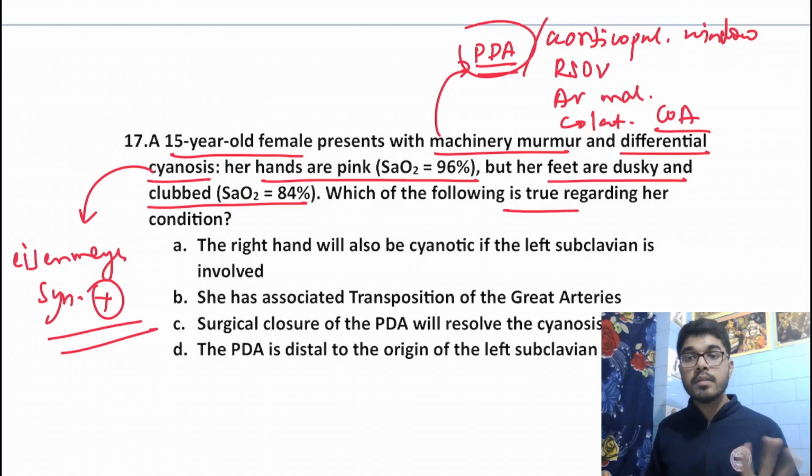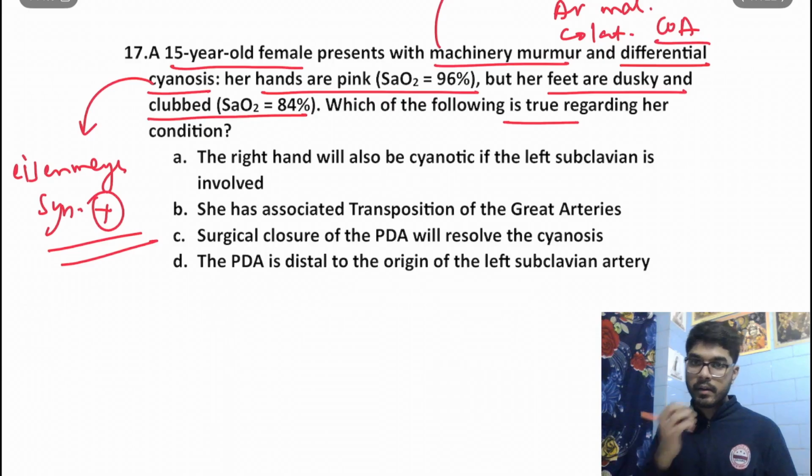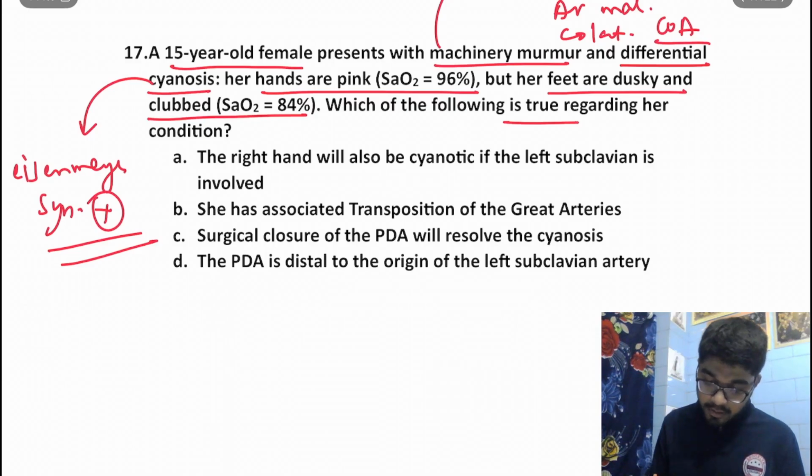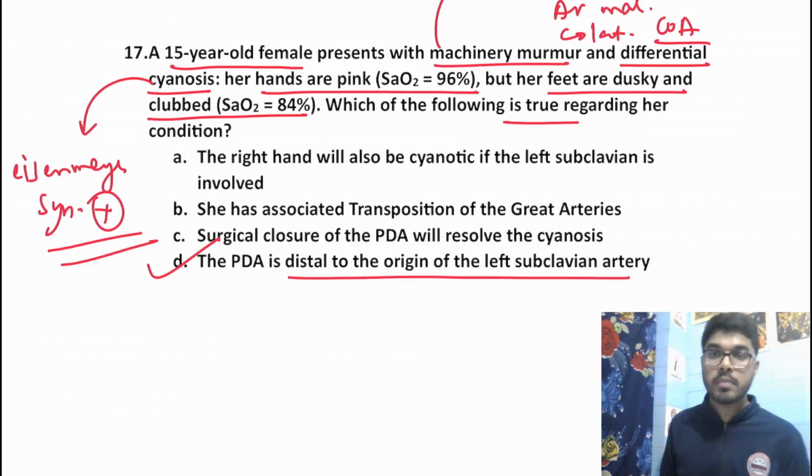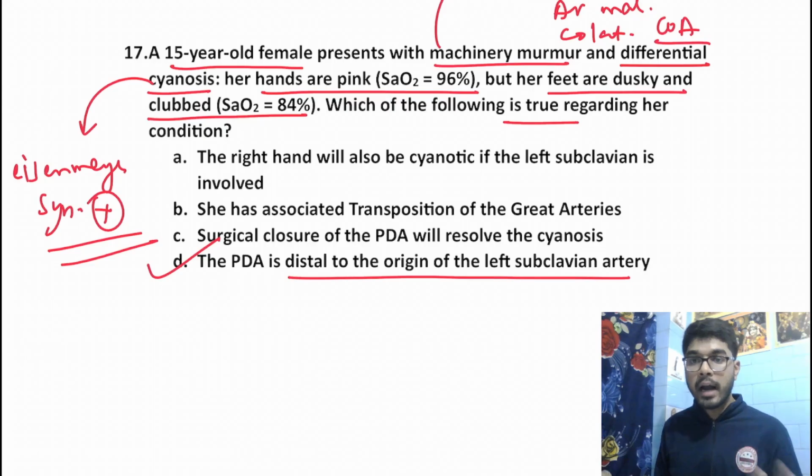Okay. Which means that the Eisenmengerization has occurred distal to the vessels which are supplying the hands, that is the left subclavian artery. So the answer over here should be option D. The PDA is distal to the origin of the left subclavian artery. That's why the supply to the hands is maintained, whereas the supply to the feet is gone.